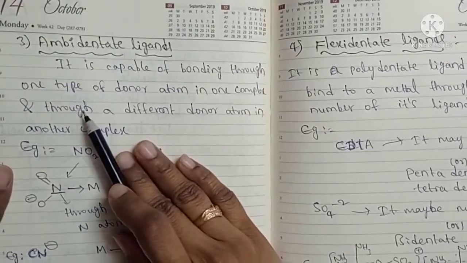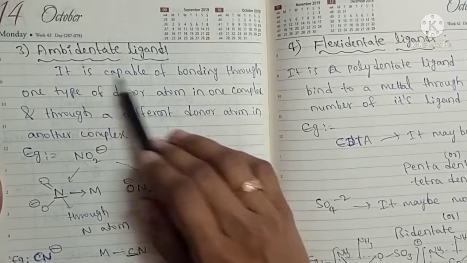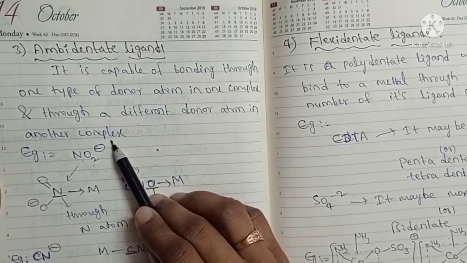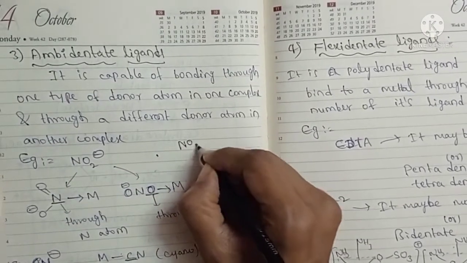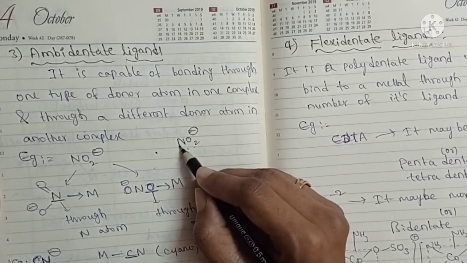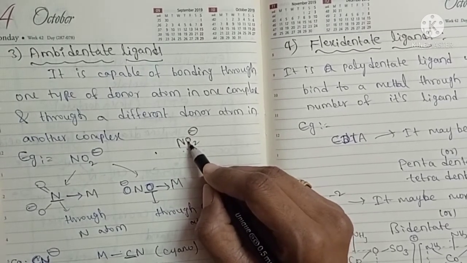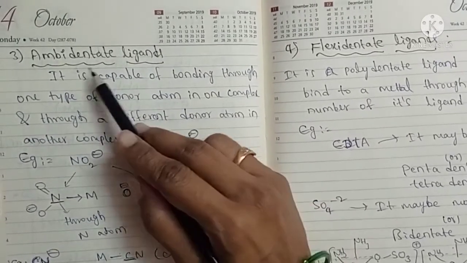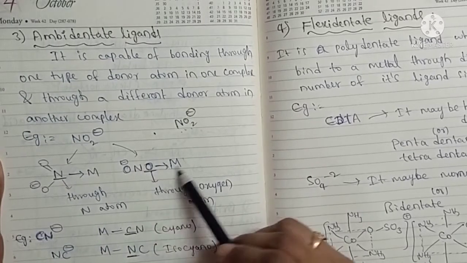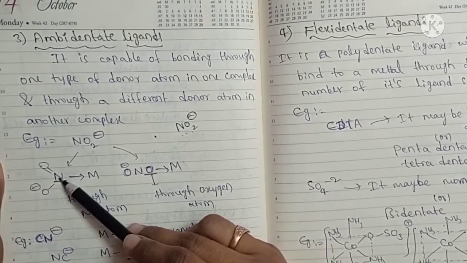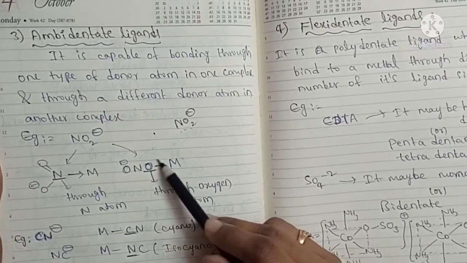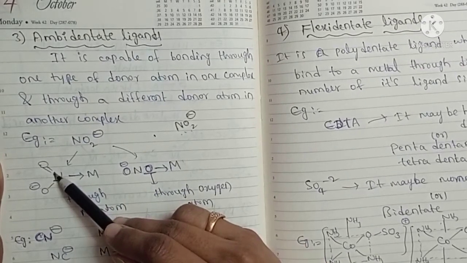The next type is ambidentate ligands. An ambidentate ligand is capable of bonding through one type of donor atom in one complex and through another donor atom in another complex. For example, NO2 minus. It has two donor atoms, one nitrogen and one oxygen. So it can use either nitrogen or oxygen to bind with the metal. That type of ligands are called ambidentate ligands. So in this compound it uses nitrogen as the donor atom, and in this compound it uses oxygen as the donor atom. When it uses nitrogen as the donor atom, it is called nitro. And when it uses oxygen, it is called nitrito. So this is nitrito and this is nitro.